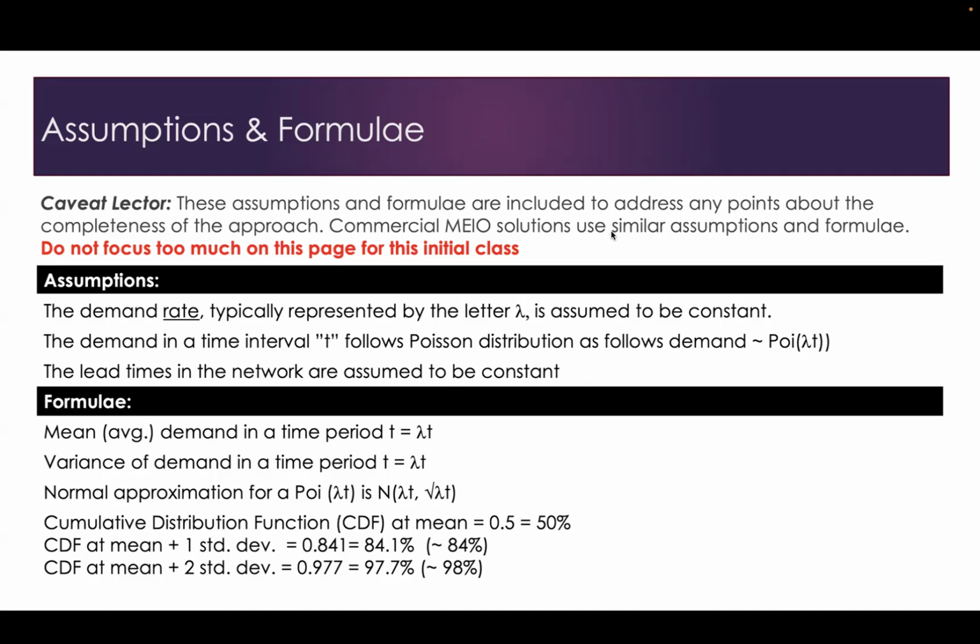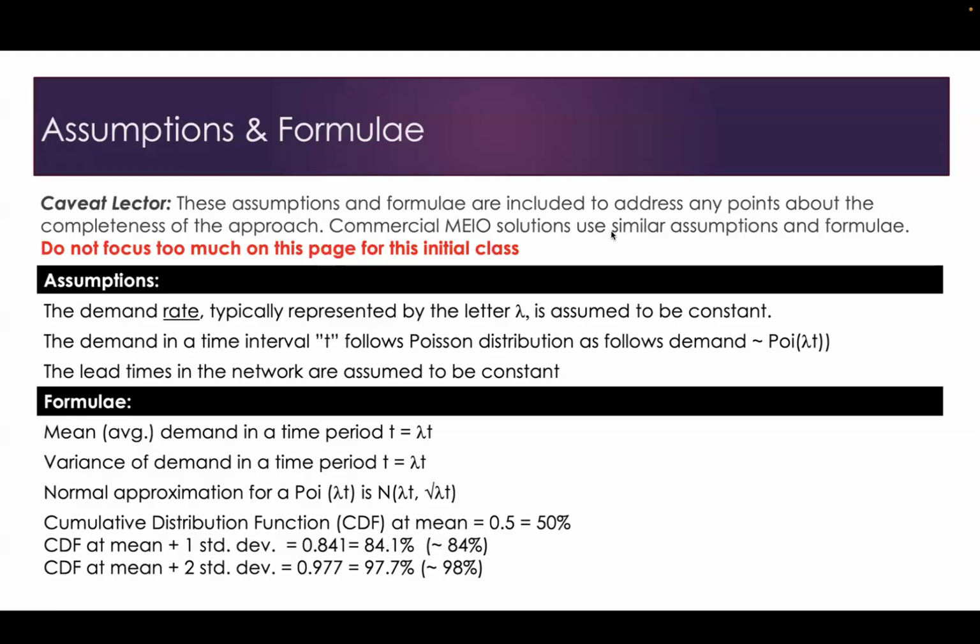Intuitively, the mean or average demand in a time t, given a rate of lambda, is very intuitive. If your rate is 1 per month, then in 2 months you get 2. So it's lambda times t. That's an intuitive statement. The variance, because we're using a Poisson distribution of the demand in time t, is also lambda t. That's just a mathematical artifact which we are going to use. Again, there are modifications to this.